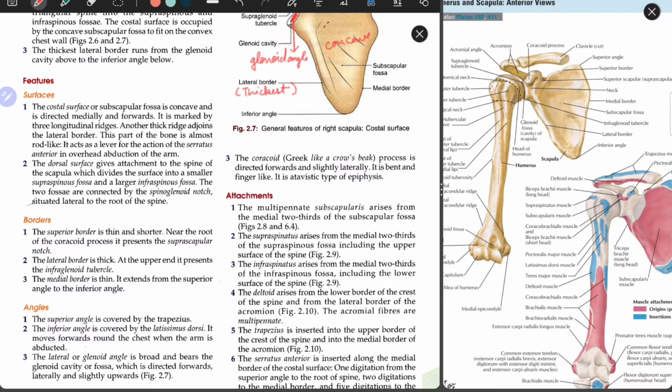Now, angles. The superior angle is covered by the trapezius. This is the superior angle, it is covered by trapezius. The inferior angle is covered by the latissimus dorsi and it moves forward round the chest when the arm is abducted. This is the inferior angle and it is covered by latissimus dorsi. The lateral or glenoid angle, this is the lateral or glenoid angle which bears glenoid cavity. It's broad and bears the glenoid cavity of fossa which is directed forward, laterally and slightly upward.